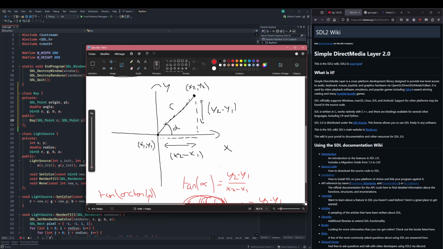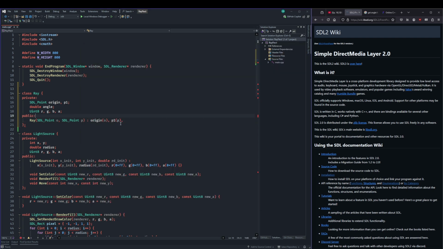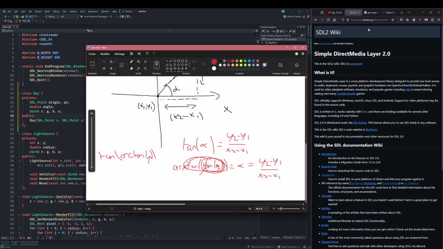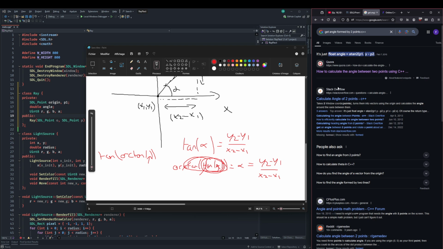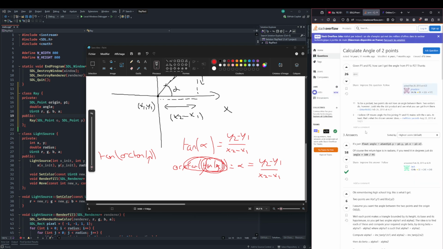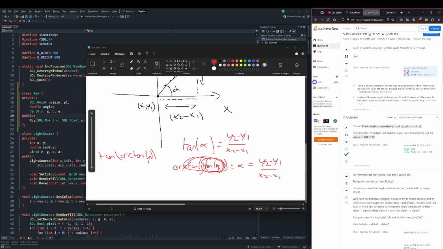But so I could do this in the program, but apparently there's a very convenient function in C++ called atan2, which gives us exactly that. It's going to give us the angle in radians, and so we're just going to use this.